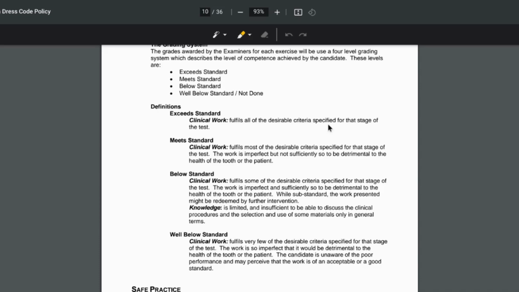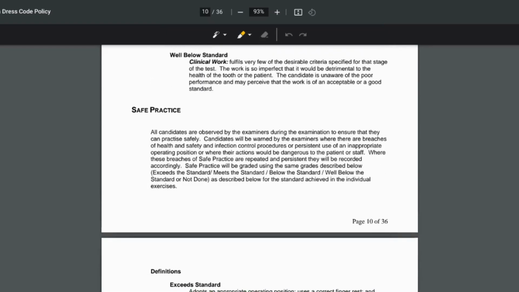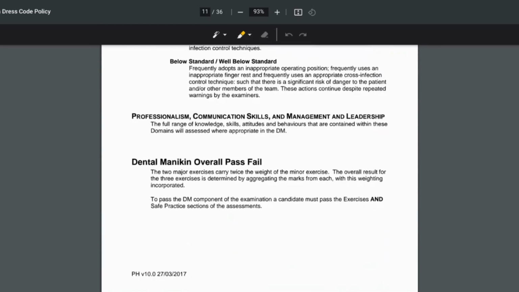Okay, then comes the assessment. The exercises' level of competence is set by the GDC. And in the grading system, you'll be marked as exceeds standard, meets standard, below standard, well below standard, or not done. Exceeds standard means the clinical work fulfills all the desirable criteria which are specified for that particular stage. Meets means it fulfills most of the desired criteria, and it's okay. The work is imperfect but not sufficiently so to be determined detrimental to the health of the tooth.